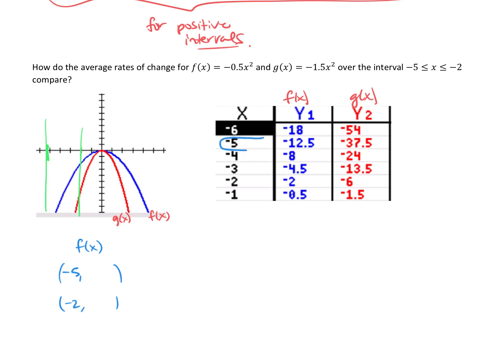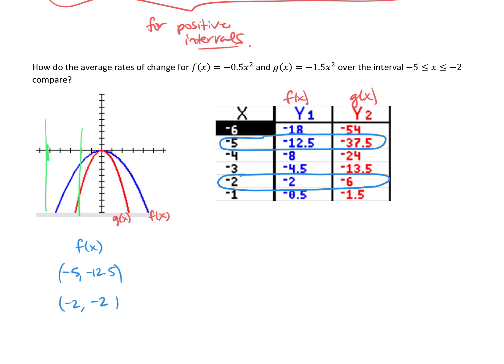Here's when x is -5. I'm going to go ahead and circle the whole thing. And I want the f of x function, which is this -12.5. So when x is -5, f of x is -12.5. And then now I'm looking for -2. Here's when x is -2. I'm going to go ahead and circle the whole line. When x is -2, f of x is also -2.